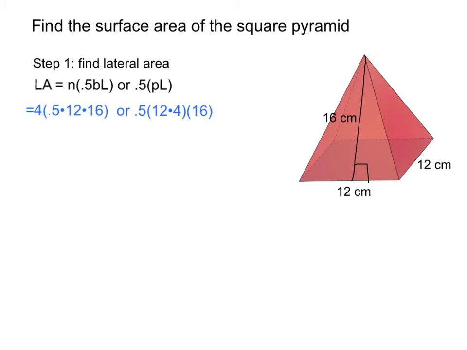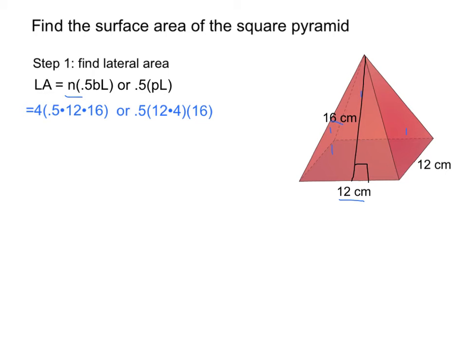To find the surface area of this square pyramid, we have to first find the lateral area. So we can use either formula, N times 0.5 base times length, which is where we find the area of the triangle side and multiply it by how many sides we have. Or we can do 0.5 times the perimeter of the base times the length. I'll do it both ways so that you can pick which one is easiest for you and see that either way you get the same answer. So for the first formula, we have N, which is our number of sides, and we have 1, 2, 3, 4 sides, so N is 4, times 0.5 times our base, which is 12, times our slant height, which is 16.